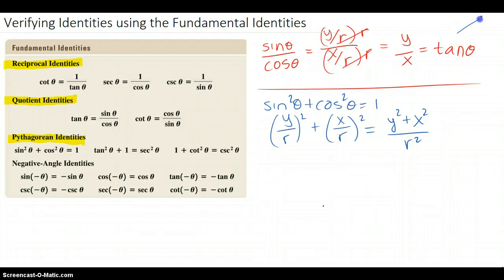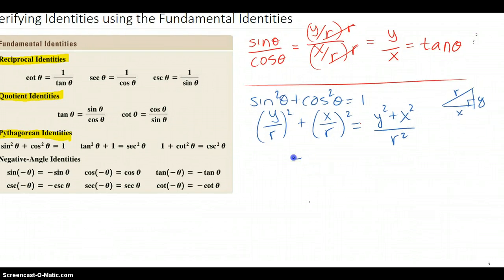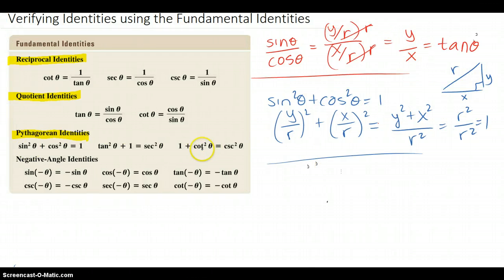But since, if you remember, we're dealing with a right triangle, x, y, and r, we know that this is just equal to r squared over r squared, which equals 1. From the fact that in a right triangle, x squared plus y squared is r squared. So you can see that it does work. In fact, of the 3 Pythagorean identities, this is the only one you really need to memorize because the other 2 are really easy to get.